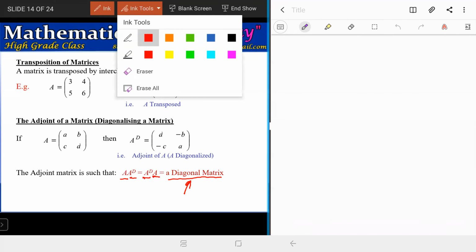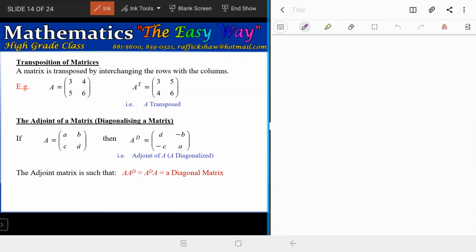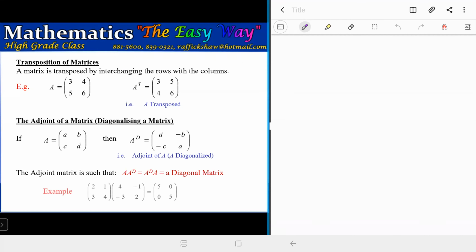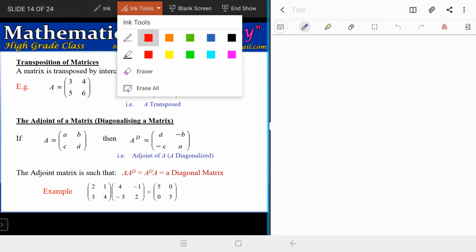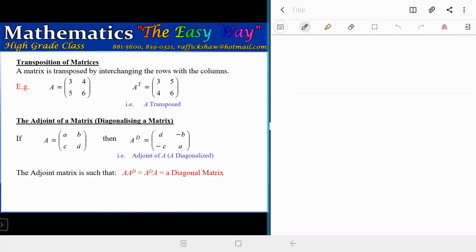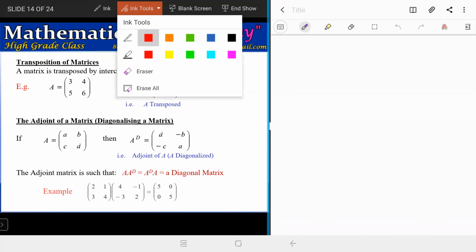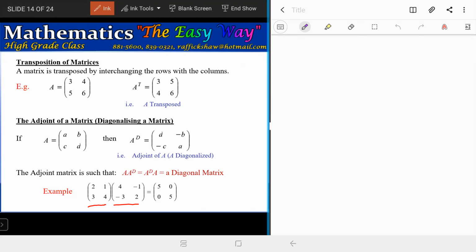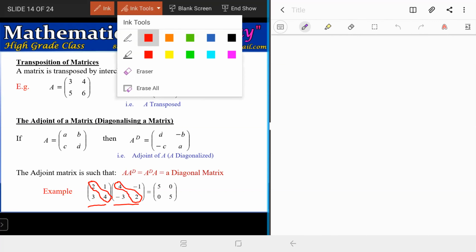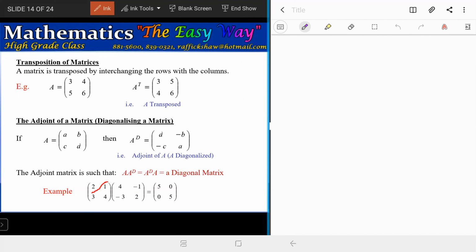All right, so let's use an example. These two matrices right now are adjoint of each other. Notice the 2, 4 right here is interchanged to 4, 2. You can see that. And you will also notice that these two elements stay where they are, but they change sign.